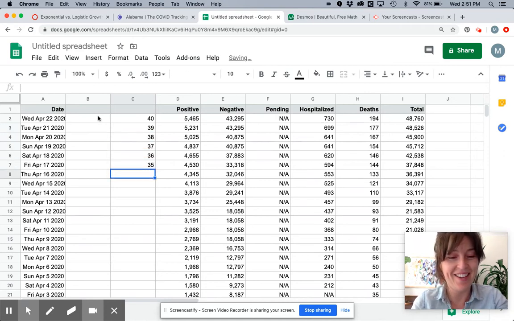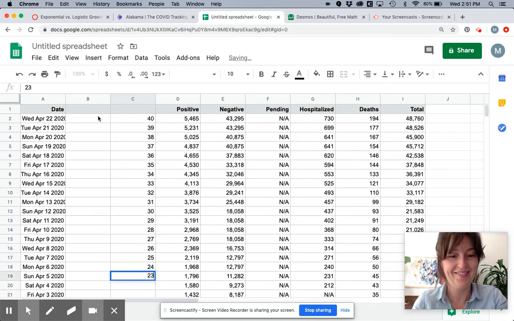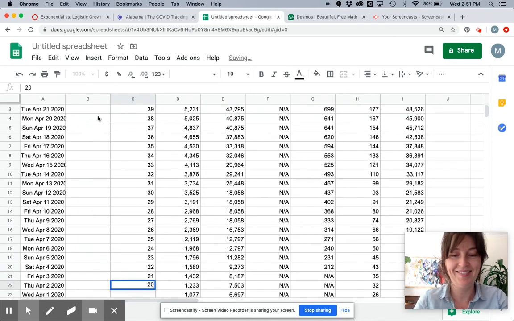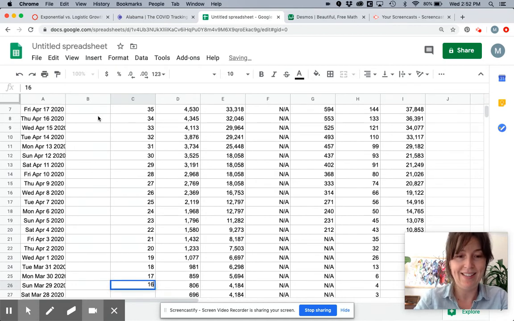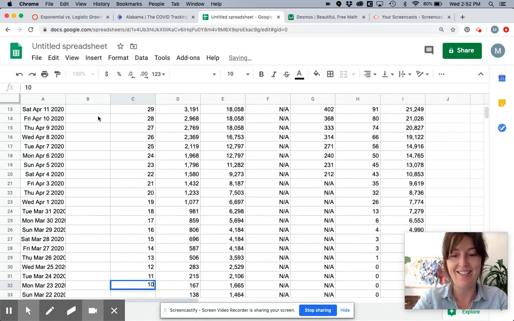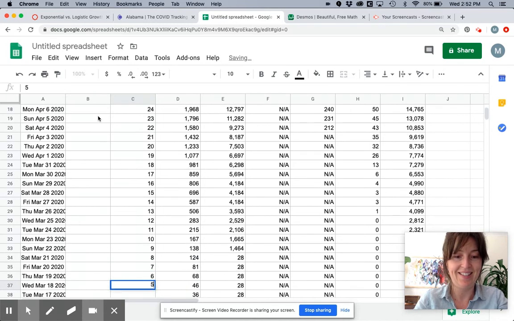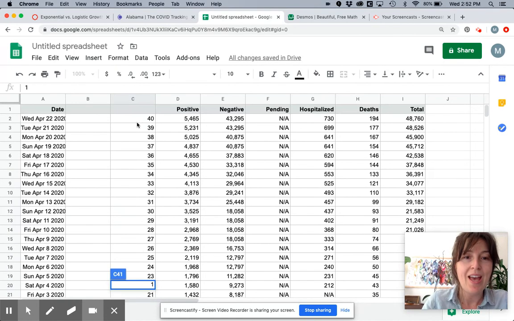Okay, 36, 35, 34. So you just fill in all of these dates. 16, 15, 14, 13, 12, 11, 10, 8, 7, 6, 5, 4, 3, 2, 1. We did it. Okay. So I've got my positive tests and I've got the days. Oh, that looks wrong. How about 22?